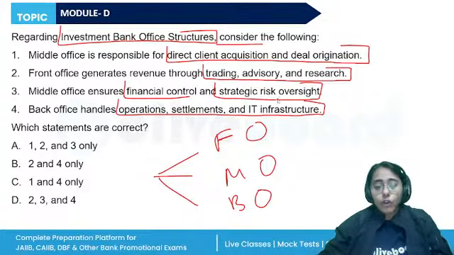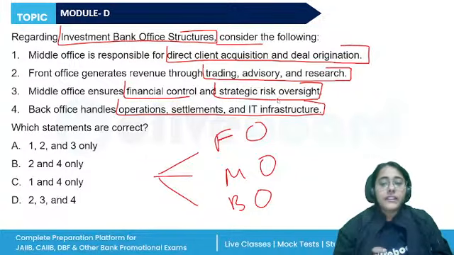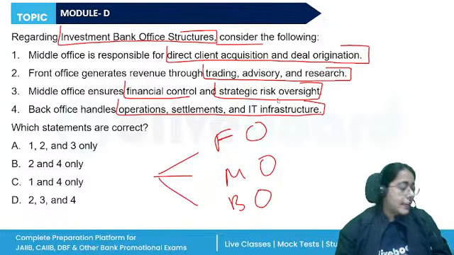So, what is the role of the three offices? In the front office, the revenue is generated. Three primary divisions are there in the front office: investment banking, sales and trading, and research. Middle office has the control function to make sure that the investment bank doesn't engage in activities that could be detrimental to the bank's health. So, risk management, financial control, corporate treasury, corporate strategy, and compliance. And back office provides the supporting activities like operations and technology.